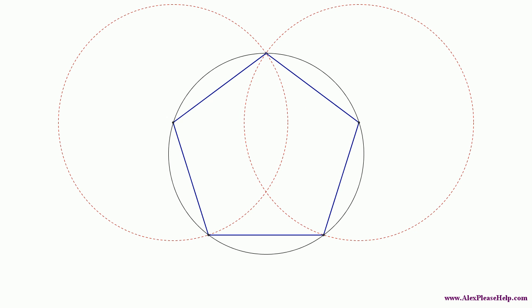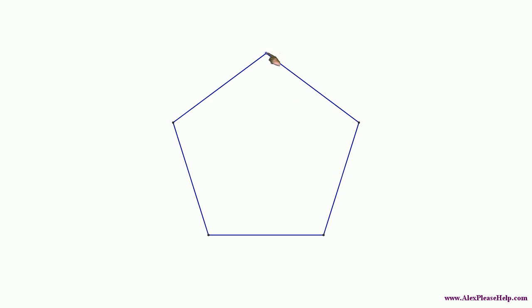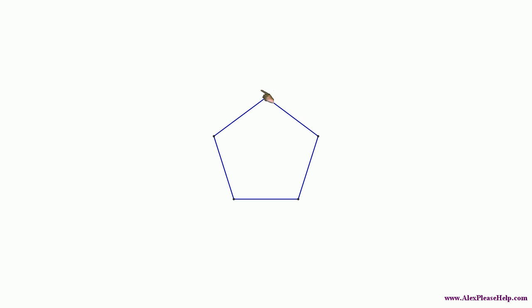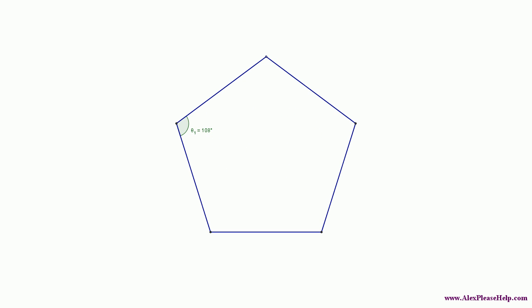Ta-da! A pentagon. And to show you that this is actually a pentagon, I put these angles here to show you that all of the internal angles are equal. They equal 108 degrees. And that's how you construct a pentagon.